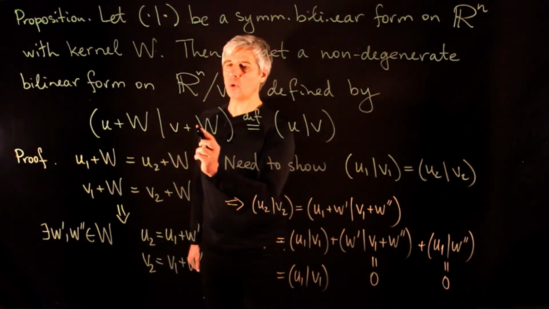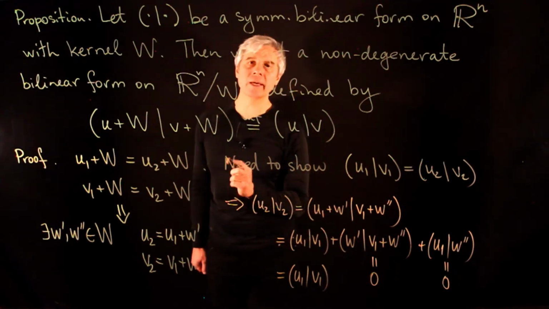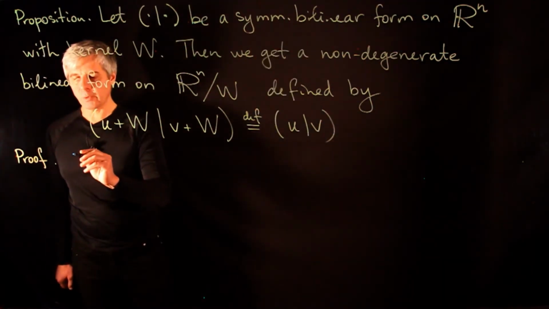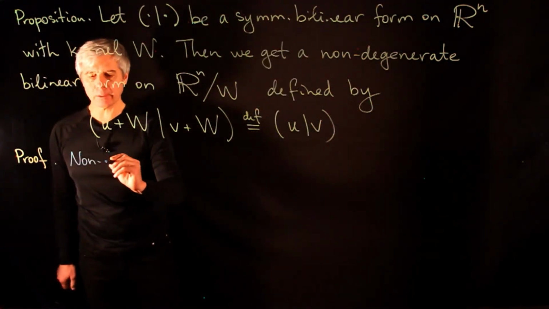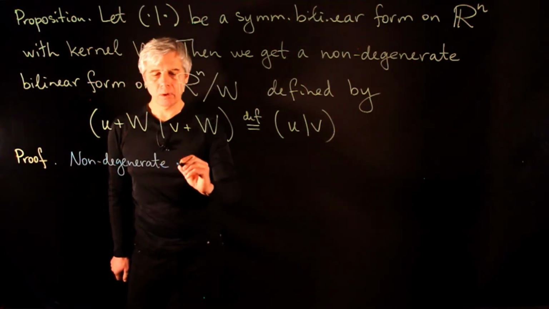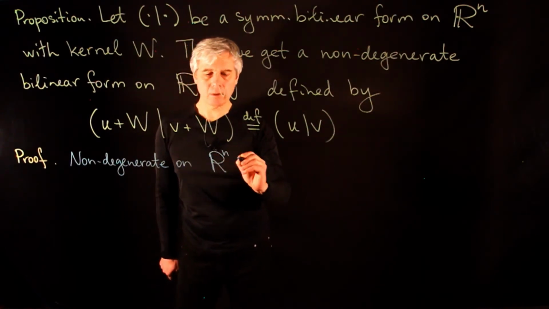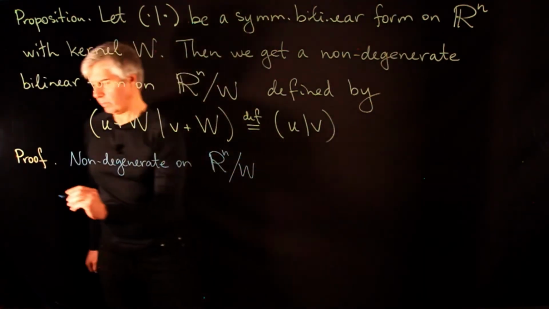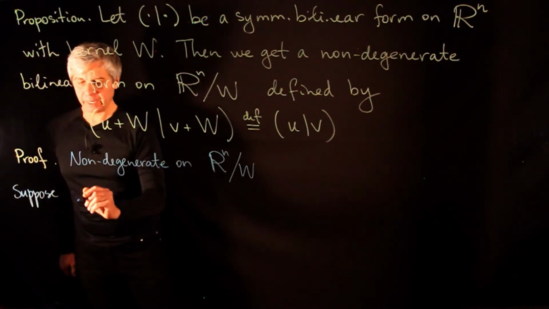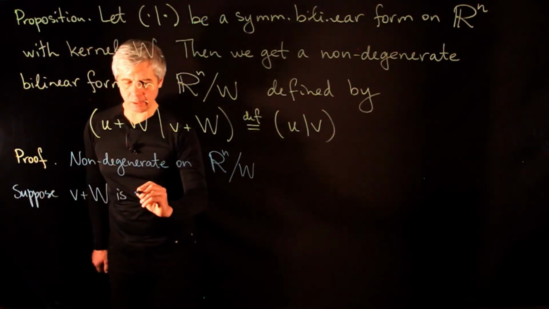Verification that this new form on the quotient space is symmetric and bilinear is straightforward, and I leave it for you as an exercise. Now let us show that this form is non-degenerate on the quotient space, on Rn quotient by W. Well, suppose we have some coset v plus W in the kernel.